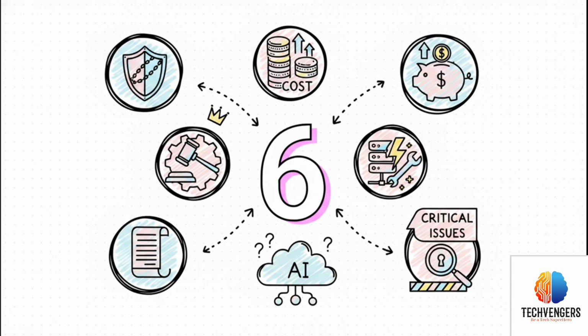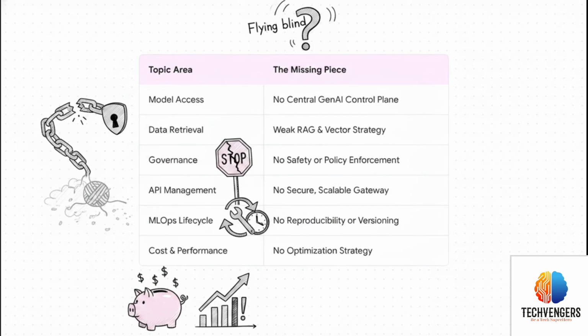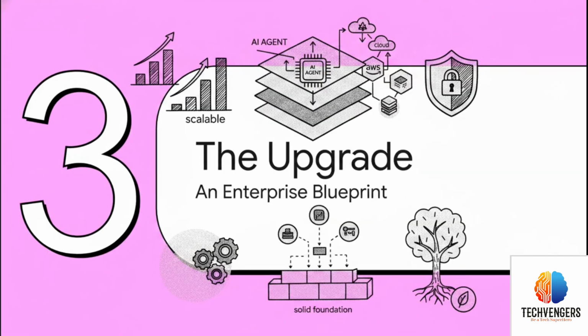Let's dig in. Okay, so let's break this down. Think about it. Without a central control plane for your models, you have chaos. Without a really strong RAG strategy, that's retrieval-augmented generation, your AI is just going to make stuff up. No real governance, you're basically flying blind. And on top of that, you're missing a secure front door, you have no way to reproduce your results, and you have absolutely no strategy for controlling costs, which can just explode. These are absolute non-starters for any serious company.